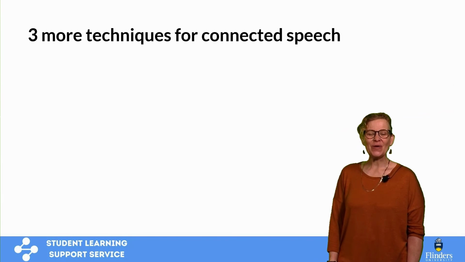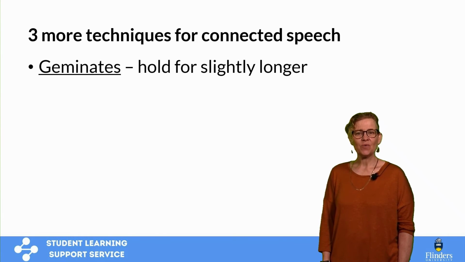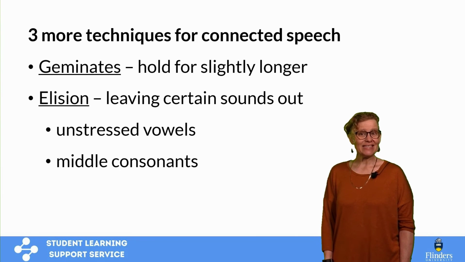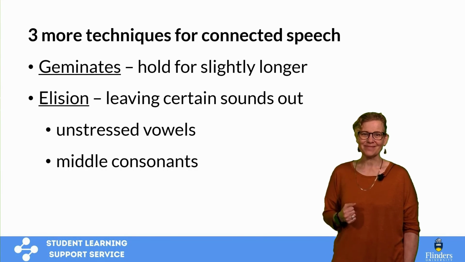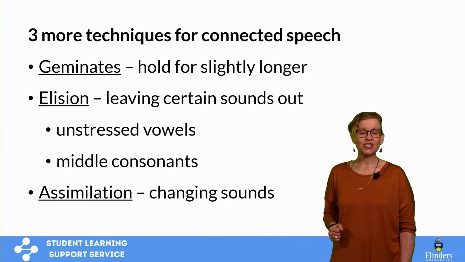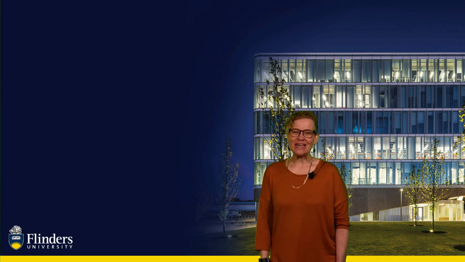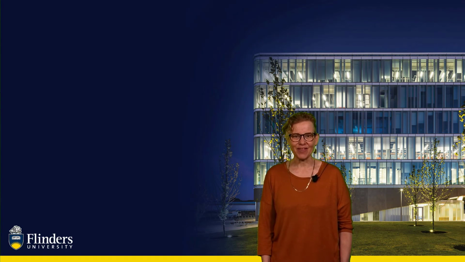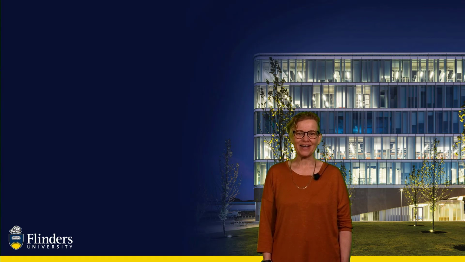All right, so there you have it. Three more techniques for connected speech. The geminates, our twins, where we hold one of them for slightly longer and we let the other one go. Elision, where sounds completely disappear. We might take out an unstressed vowel or a middle consonant, or it might be something else as well. And then finally, assimilation, where those sounds are changed completely. And that's it. So get out there, keep listening to what people say and listen to how they say it. Take it, use it, practice it, and have fun on your pronunciation journey.